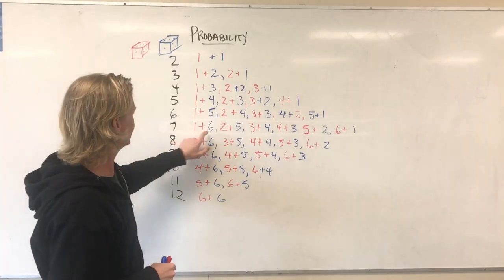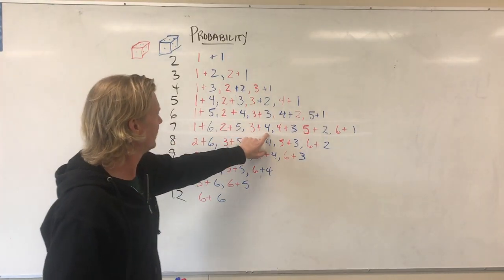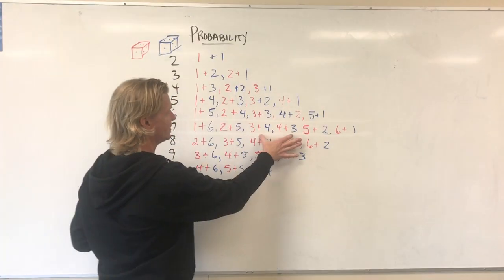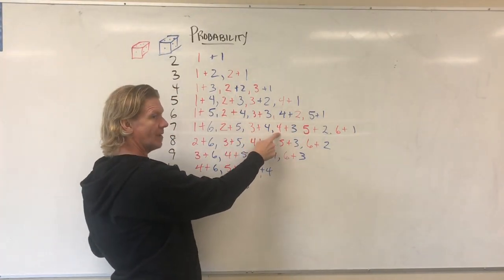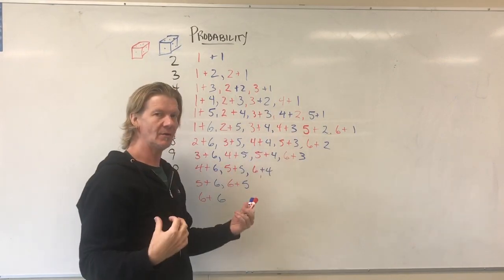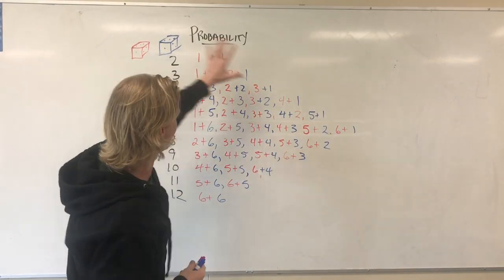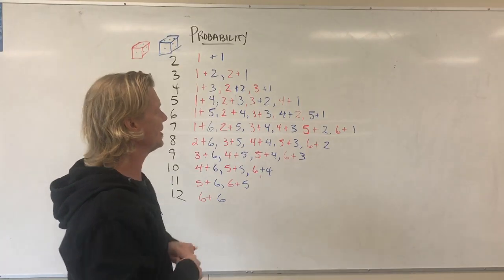number. I can get a 1 and a 6, 2 and a 5, a 3 and a 4, a 4 and a 3, and these are different, right? They look the same, but they're different. This is a 3 on the red dice and a 4 on the blue. This is a 4 on the red and a 3 on the blue, so those are totally different outcomes. The point is this: if I add up all of these, there are 36 different outcomes.